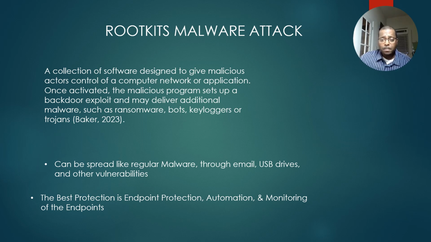A rootkit malware attack is defined as a collection of software designed to give malicious actors control of a computer network or application. It's basically spread like regular malware through email and other vulnerabilities. The best way to prevent this is endpoint protection, automation, and also continuous monitoring.